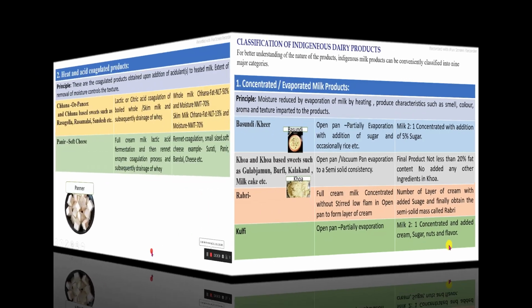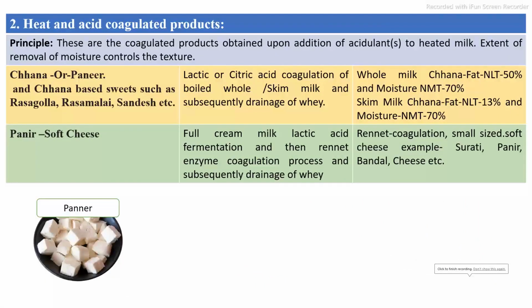flavor ingredients are added. The second group is the heat and acid coagulated products. That means when the milk is heated and an acid is added, the protein coagulates, and finally we get the coagulated protein, which is separated. The product obtained is called, first, channa or paneer, which is produced by the addition of lactic or citric acid to boiled milk.